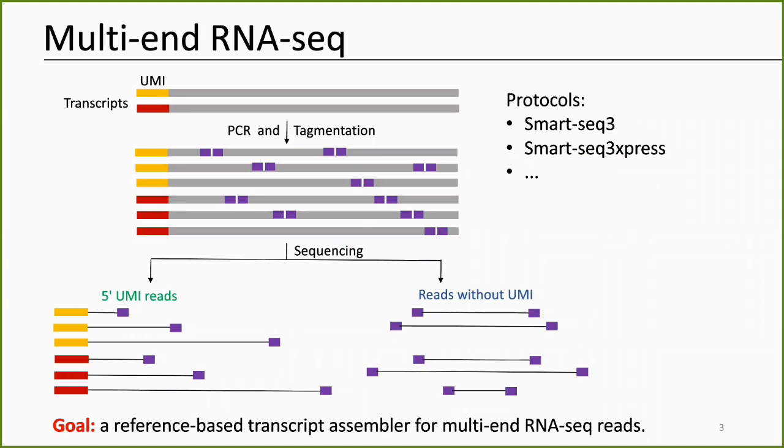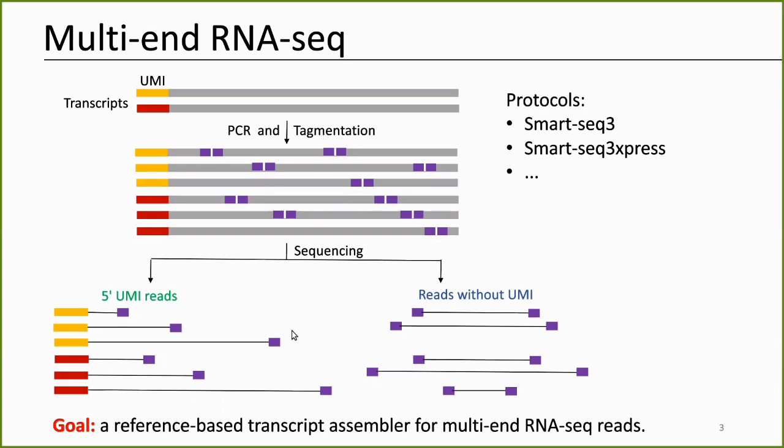Our work is motivated by multi-end RNA-seq data, such as Smart-seq3 and a recent work, Smart-seq3 Express. This figure explains the procedure of generating multi-end RNA-seq data. Here, the yellow bar and red bar are two barcodes that have been attached to two transcripts. And here, the step of PCR is used to amplify and produce lots of copies. Then those copies are cleaved and targeted for analysis in the step of tagmentation.